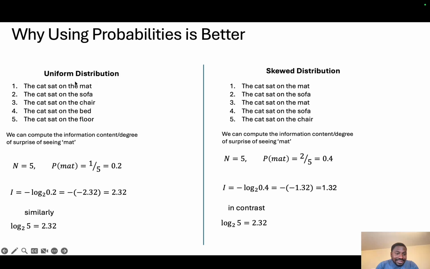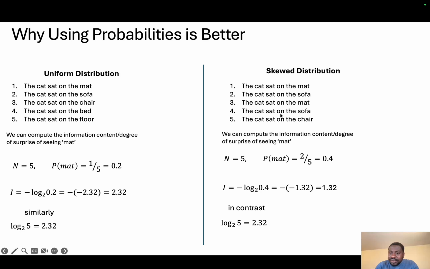Let's look at this, for example. Given the prefix "the cat sat on the", you could predict maybe mat, sofa, chair, bed, floor, right? Let's say we have 5 different items, and each completion is equally likely. You can compute the information content, or the degree of uncertainty, or maybe the surprise of seeing any of these items by doing either log 2 of 5 choices, which gives you 2.32, or the negative of the log of 0.2, which is 1 over 5. And you see the information is the same.